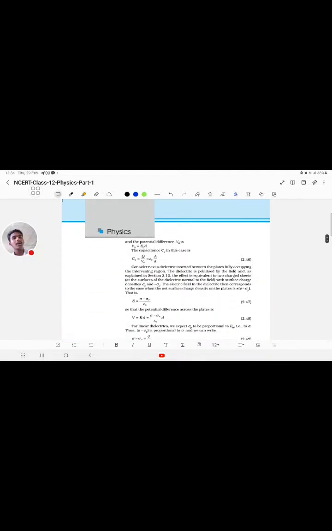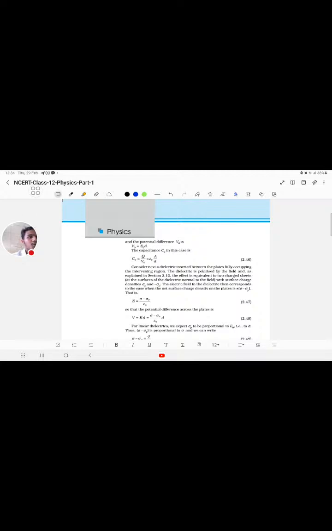then the electric field intensity is going to be equal to sigma by epsilon naught. So that's what we have derived. And the potential difference V naught is actually equal to E naught times d. The capacitance C naught is equal to Q by V naught, which is equal to epsilon naught A by d. Now consider next a dielectric inserted between the plates, fully occupying the intervening region.